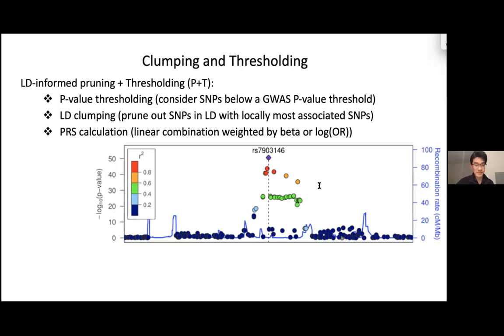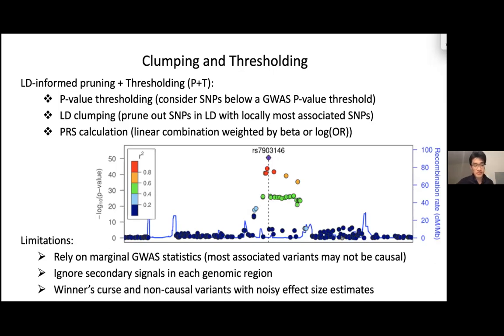And then finally, we sum up the genotypes of the remaining SNPs weighted by the effect size estimates from external GWAS. So this pruning and thresholding method is very widely used because it's conceptually intuitive and also computationally very efficient, but it has several limitations. So for example, it relies on marginal GWAS association statistics. And we know that the most associated SNP in each region may not be causal. So a lot of times we might be using a suboptimal tagging SNP to build the PRS.